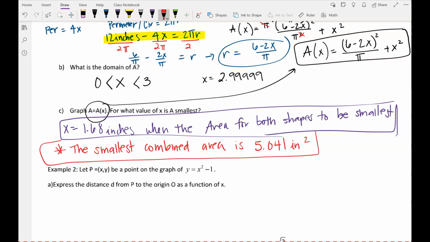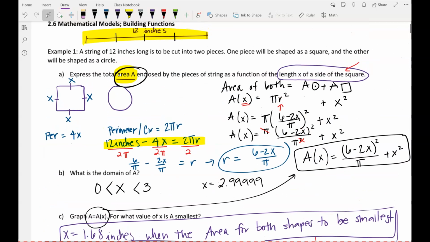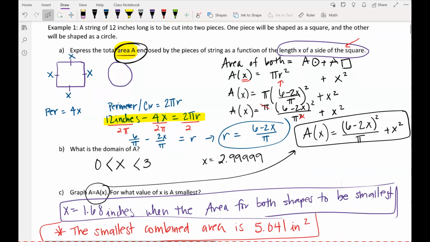Now, just a little recommendation here, guys. Don't be stuck on just the circle or the square. I may add in a triangle. I may add in a rectangle. I may add in whatever shape I want. So try to understand the concept and the steps more than be stuck on the shape. All right.